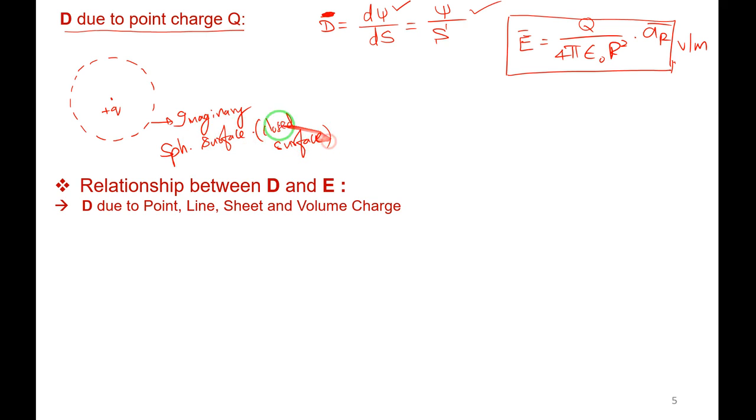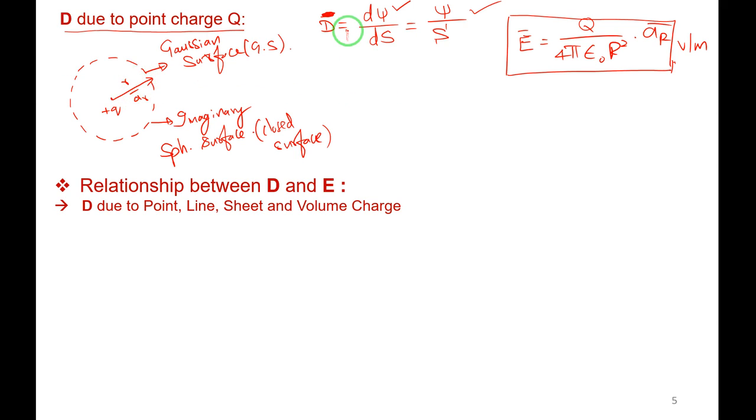And this imaginary spherical surface, we call it Gaussian surface also. I will tell you why later on. Right now, I will introduce the term Gaussian surface. Simply I will write GS. GS means Gaussian surface. And the radius of this imaginary spherical surface we will consider as R. And everywhere the field lines are in the radial direction, so I will call the unit vector aR.